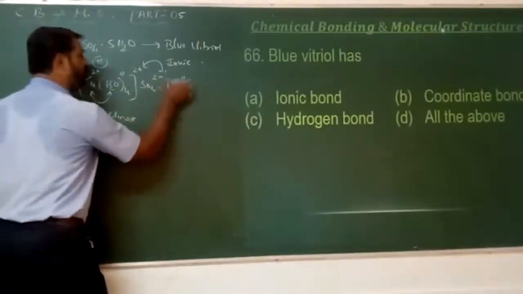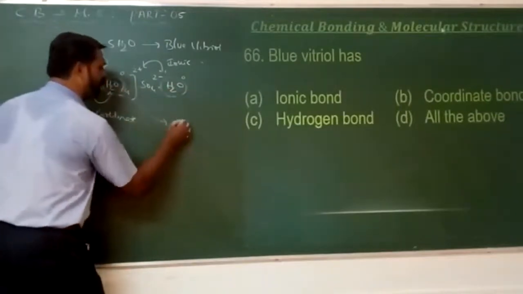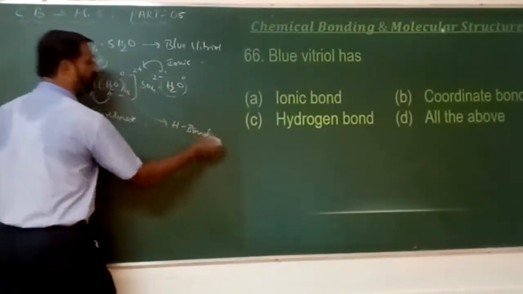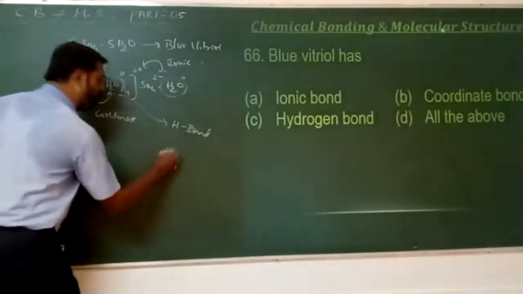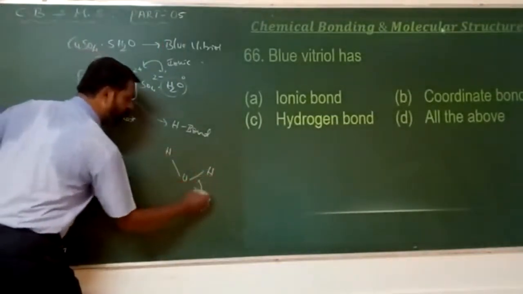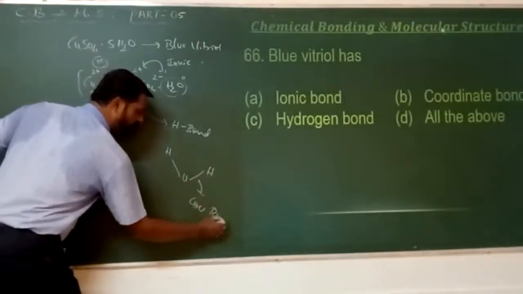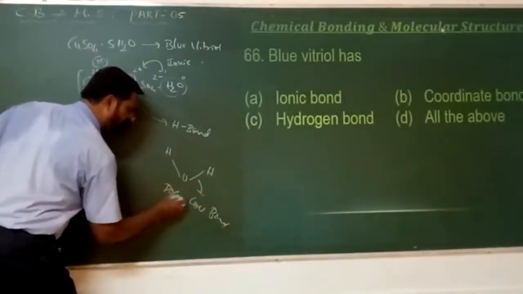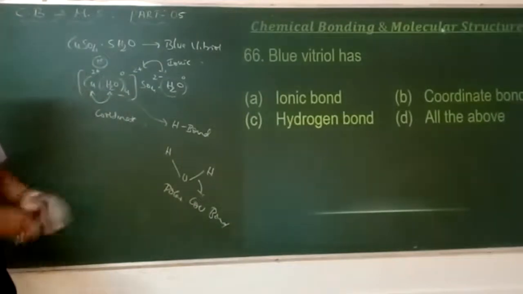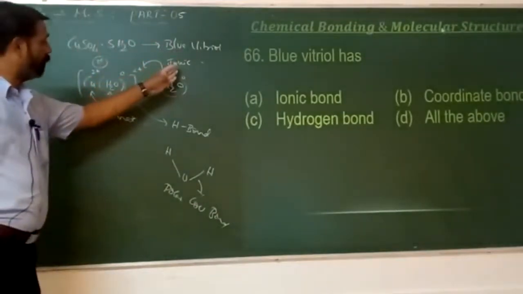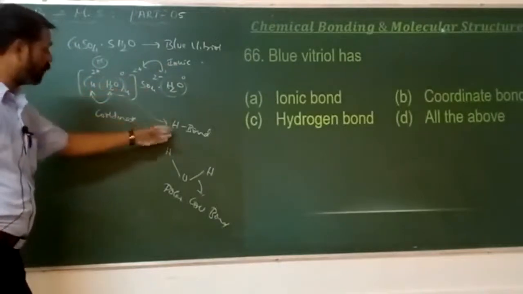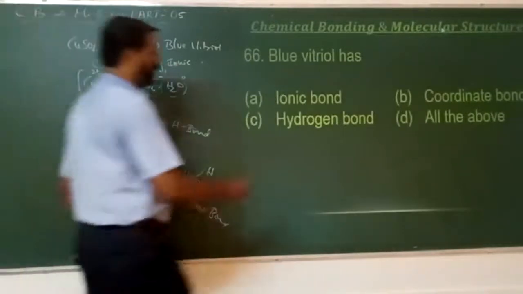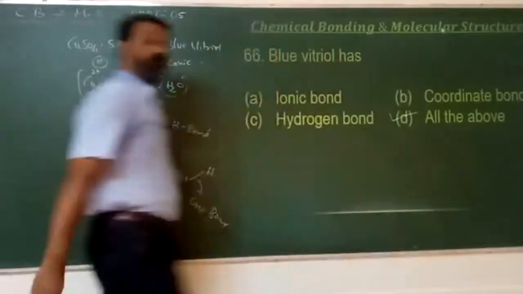And in the case of H2O molecules, as I mentioned, there is intermolecular hydrogen bonding. Then in the H2O molecule, it is also again a covalent bond, a polar covalent bond. So copper sulfate pentahydrate contains ionic bond, coordinate bond, and hydrogen bond along with the polar bond. Therefore, we can expect all. Okay.